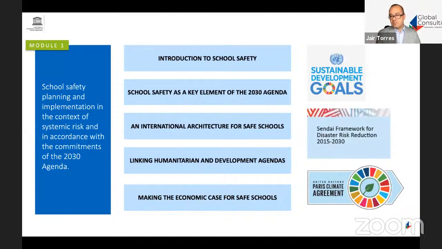So how natural hazards have impacted the education sector, socio-natural hazards, also conflict, and how these can produce impacts not only on kids, but also on teachers, on infrastructure, and on the education system itself.